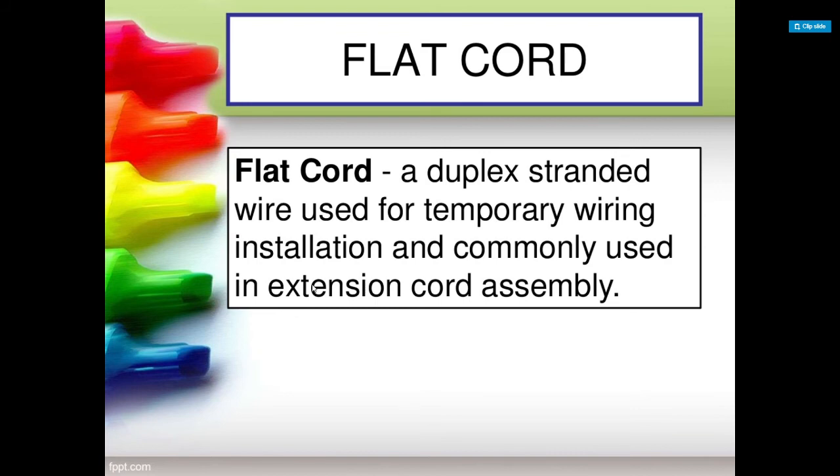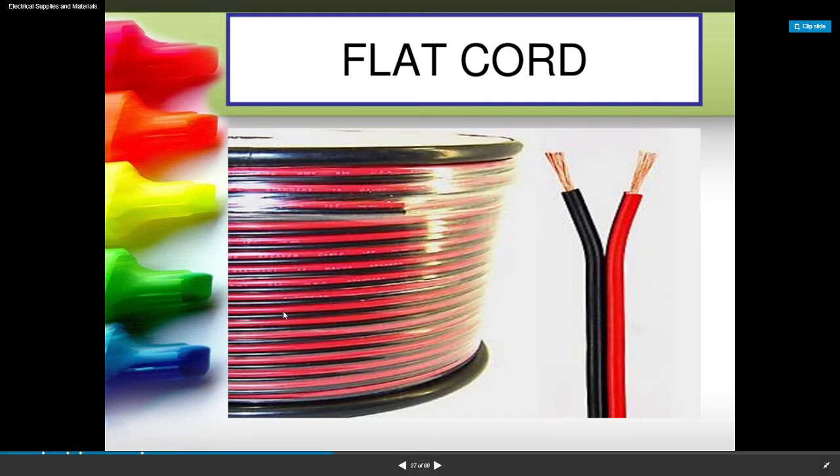So this is the third material of your project. The first one is the duplex convenience outlet, the surface type, and then the male plug, a two-pronged male plug, and the flat cord. So how does a flat cord look like?